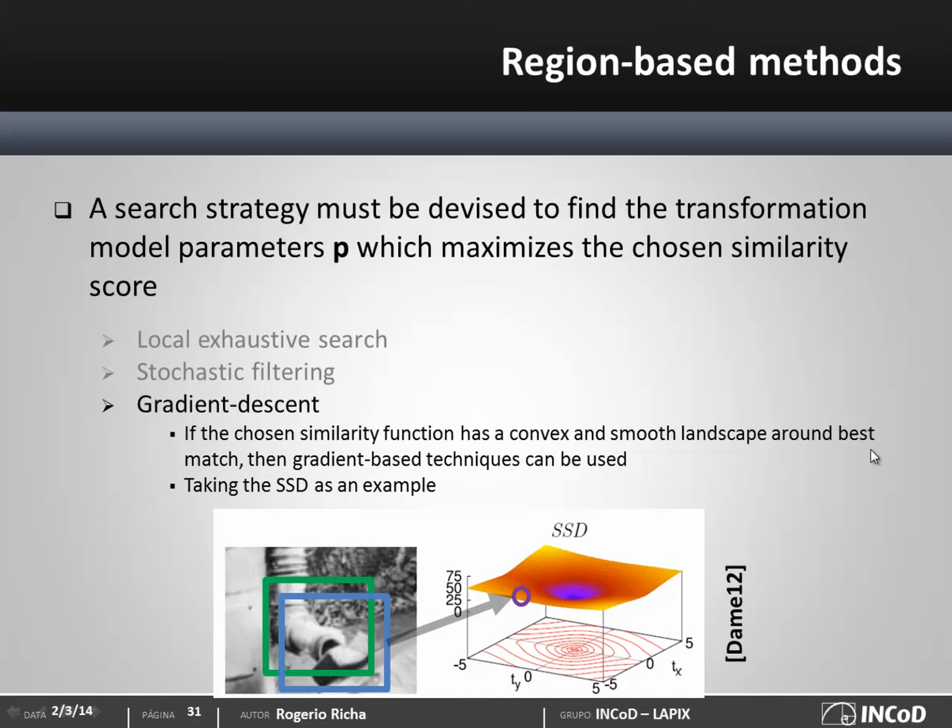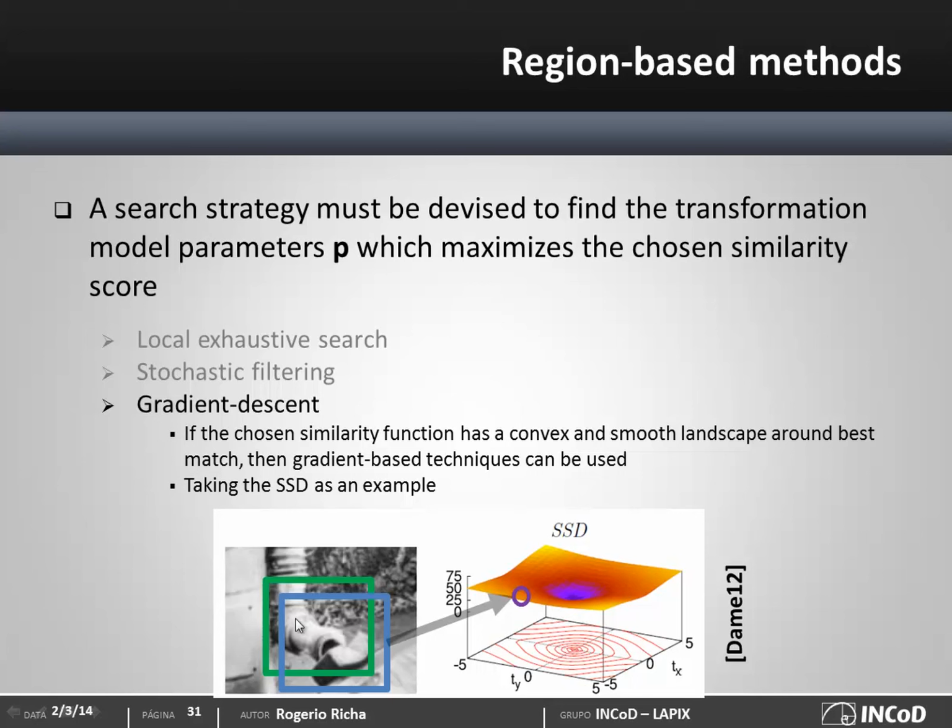And another very popular search strategy, which will be the topic of our second part, is gradient descent. If we choose a similarity function that is differentiable with respect to the tracking parameters and has a smooth and convex landscape around the best match, we can use gradient-based techniques to surf the gradient of the similarity landscape and find the optimal tracking parameters, the optimal parameters of my transformation model. And this is the case, for instance, of the SSD, the sum of square differences.